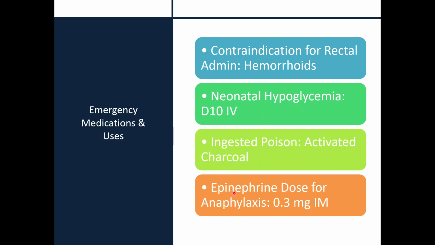And then the dose for epi for anaphylaxis. We mentioned it's a 1/1000 concentration. It's 0.3 milligrams, and you're going to give that intramuscular.